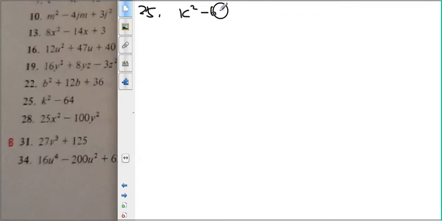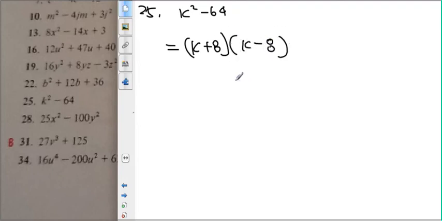K squared minus 64. That means this is difference of squares. We will end up getting k plus 8, square root of both of them, and then k plus 8 and k minus 8. That's the factoring of the difference of squares. Number 26.